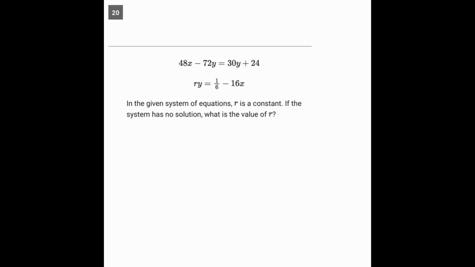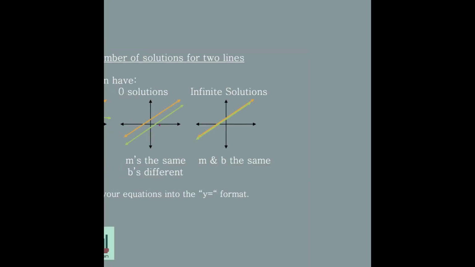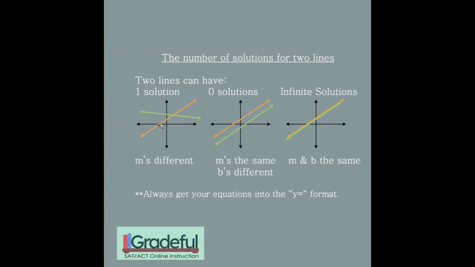Going to question 20. In this question, we have two linear equations. We know they're linear because all the x's and y's are to the first power. If one of them were to the second power, it would probably be a quadratic equation. Also, the question is talking about the number of solutions. So this is all a reference to what we call the number of solutions for two lines.